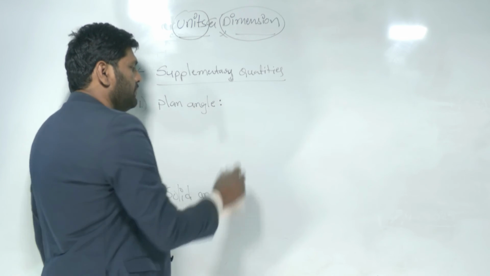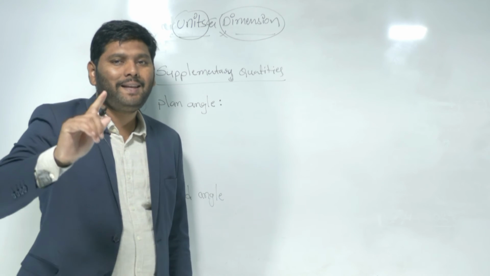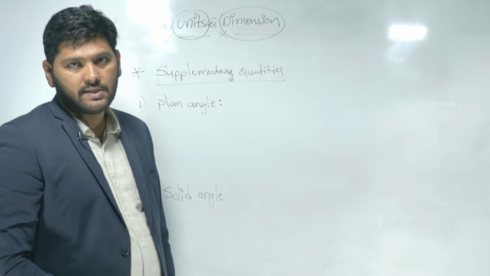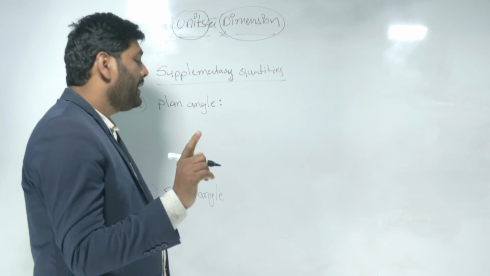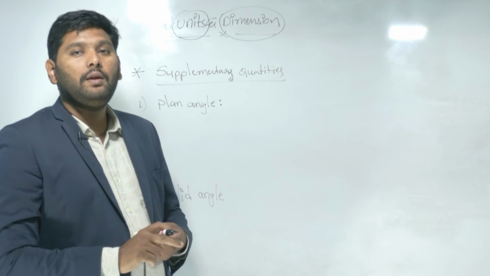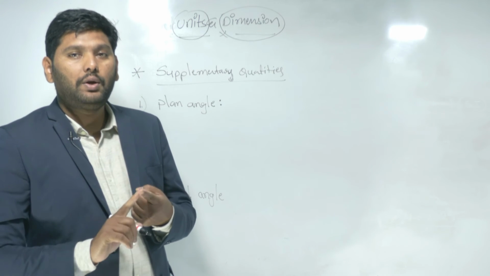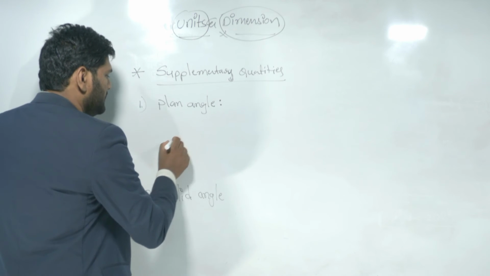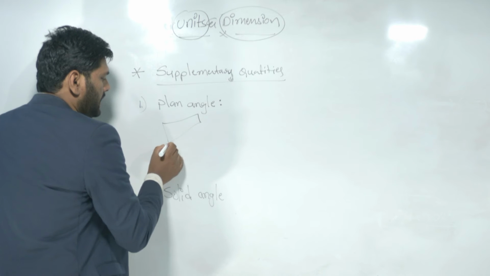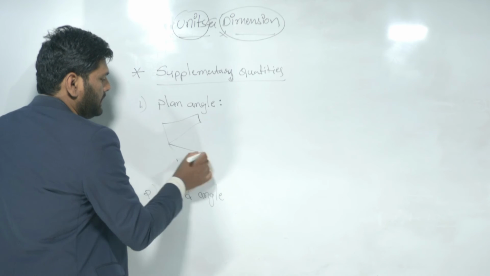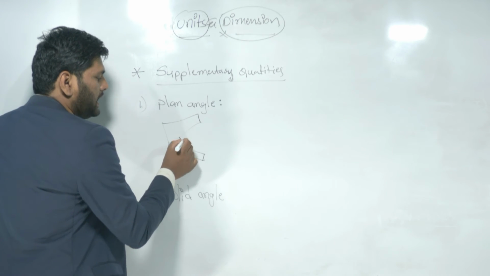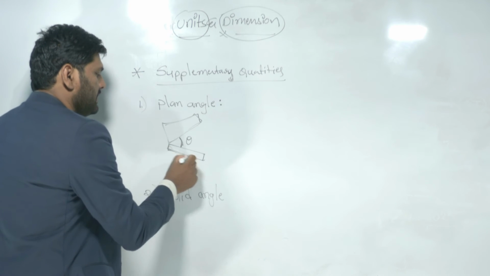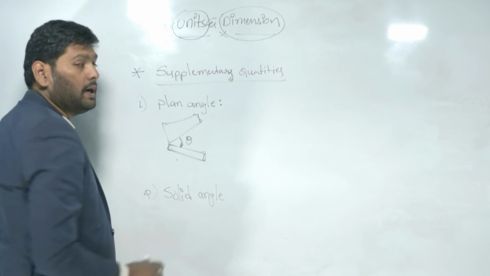How can you define the plane angle? Plane angle is the angle between two planes, two lines, or two surfaces. Understand? For example, this is one plane and this is another plane. So this angle is known as what? Plane angle. The angle between them is called plane angle.